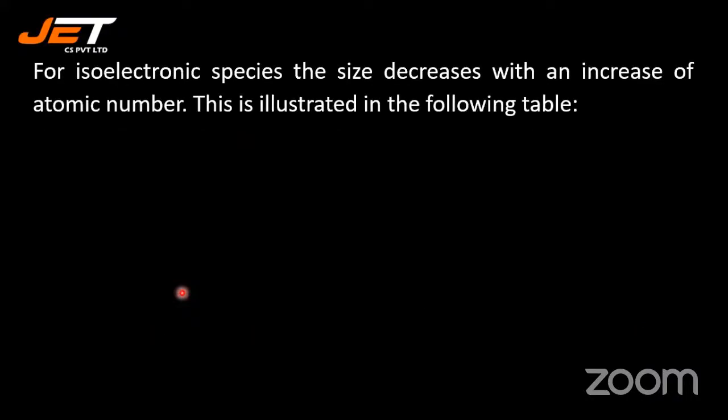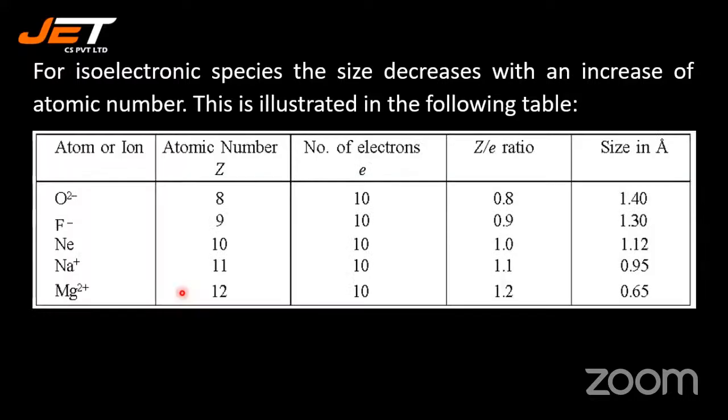Okay, for isoelectronic species, the size decreases with an increase in atomic number. This is illustrated in the following table. See, now this table: this is oxygen 2 minus, F minus, neon, Na plus, Mg2 plus, and this is the basic atomic number. For oxygen it is 8, and all are increasing by a value of 1.